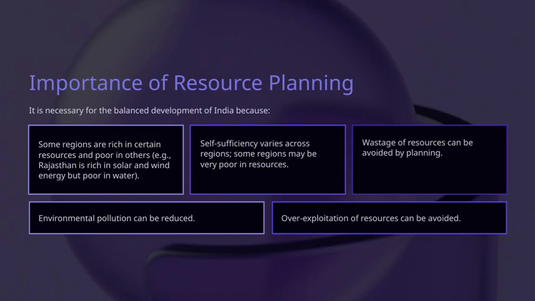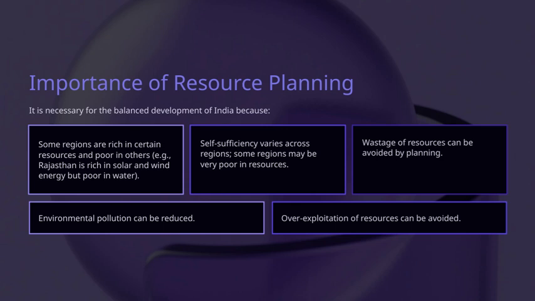Resource wastage can be significantly reduced through proper planning. When we plan wisely, we make sure resources are used efficiently and not squandered. Overexploitation of resources is another issue we need to address. If we take too much from nature without giving it time to recover, it can lead to depletion and environmental harm. Self-sufficiency, however, varies across different regions.